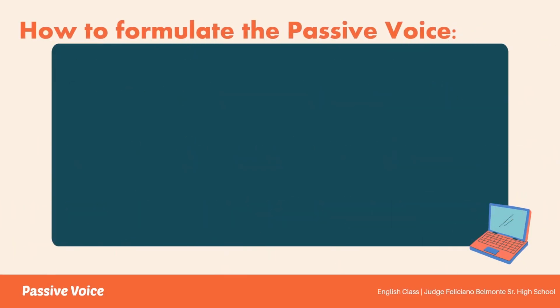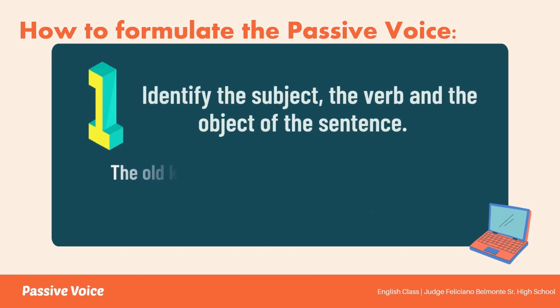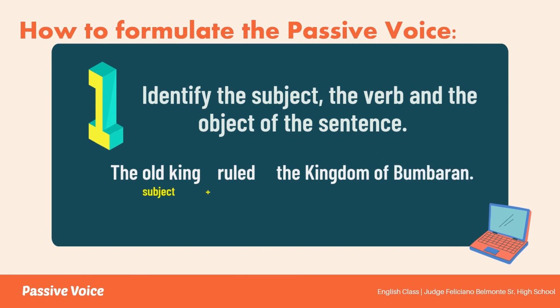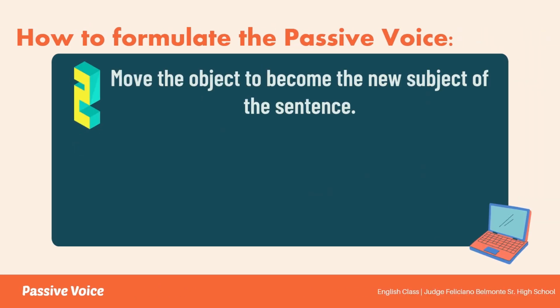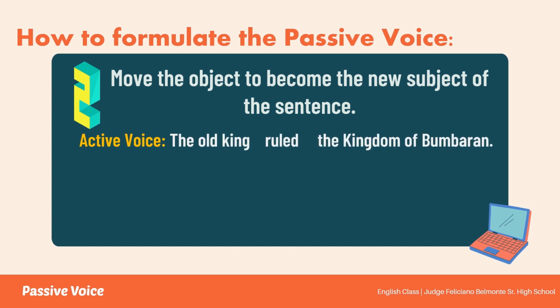There are 6 steps on how to formulate the passive voice. Number 1. Identify the subject, the verb, and the object of the sentence. Move the object to become the new subject of the sentence.